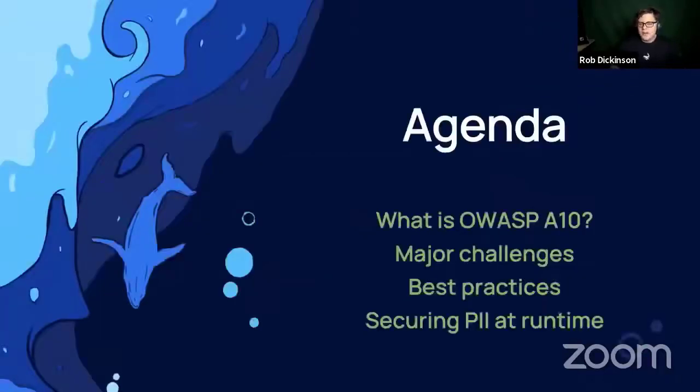Our agenda for today will be introducing, for anybody who hasn't seen it already, what is OWASP A10. We'll be talking about some of the challenges with implementing the A10 directive, some best practices that overcome those challenges, and then there'll be quite a bit of content here about securing PII, because PII turns out to be one of the major challenges that holds people back in this area. So we'll really be going deep on that as one of the best sets of best practices that we could be using.